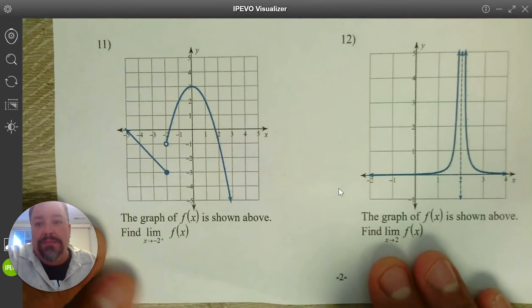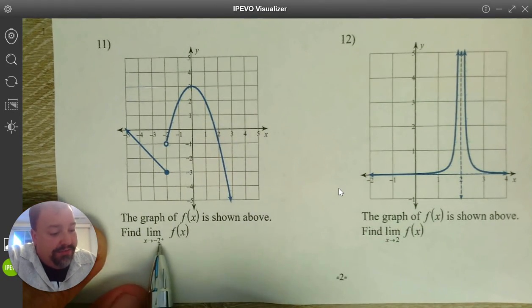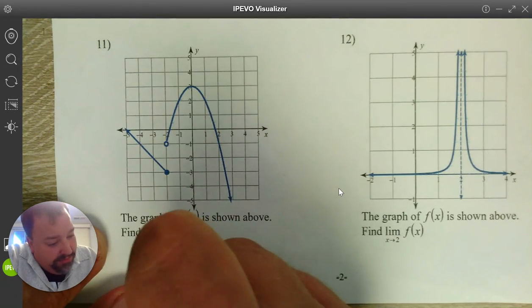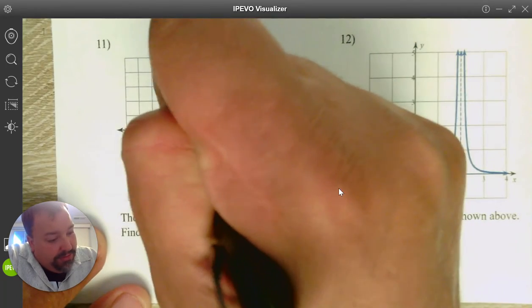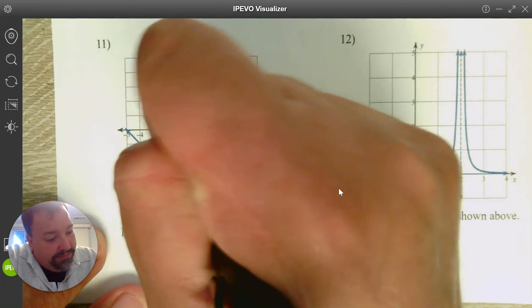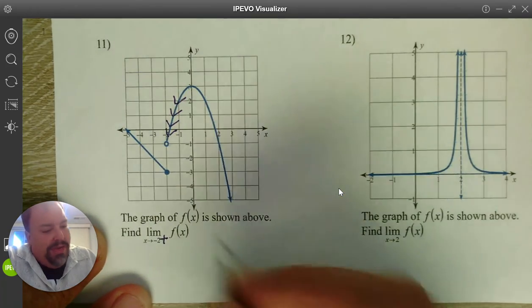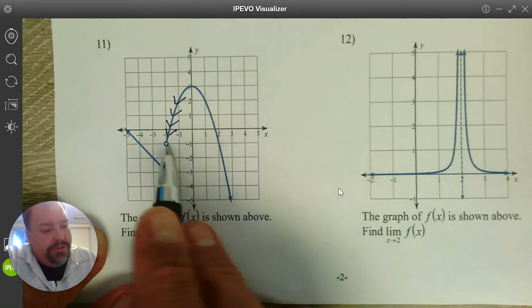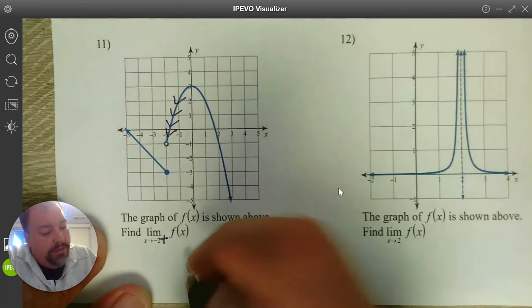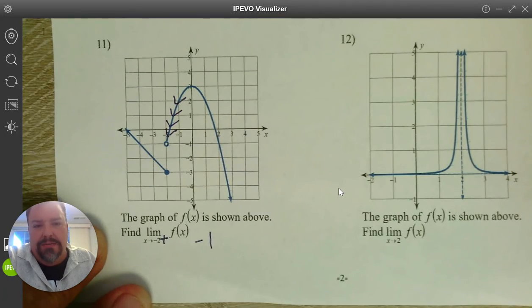And number 11, now we are approaching -2 from the positive direction, from the right side. So from the positive direction means we come from the right, approaching -2. What happens to the y values? They would get closer and closer to this open circle with a y value of -1.